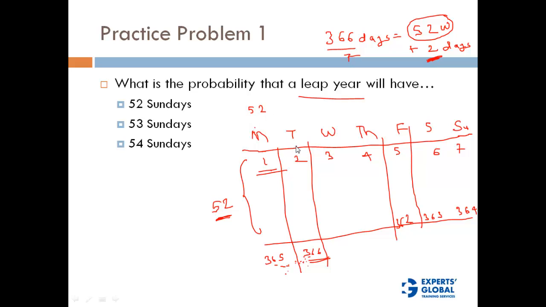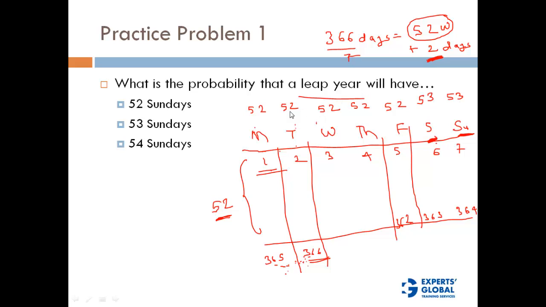If it starts on Tuesday, then we are going to have only 52 Sundays again. Wednesday also 52 Sundays, because the 2 extra days are going to fall on Wednesday and Thursday. Here also 52 Sundays, here also 52 Sundays. Now if the 1st January falls on a Saturday, the remaining 2 days are going to be Saturday and Sunday, in which case we'll get 53 Sundays. If 1st January falls on Sunday, we are going to get Sunday and Monday as 2 extra days. So here also we'll get 53 Sundays.